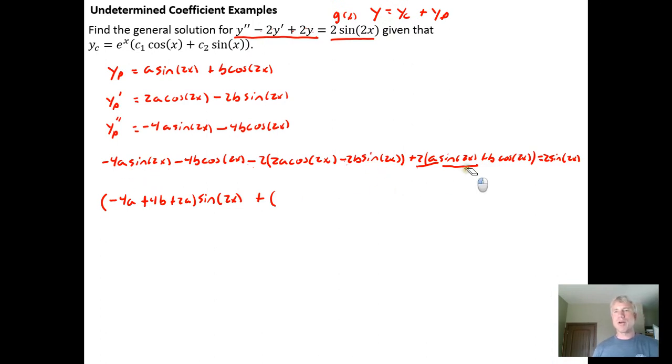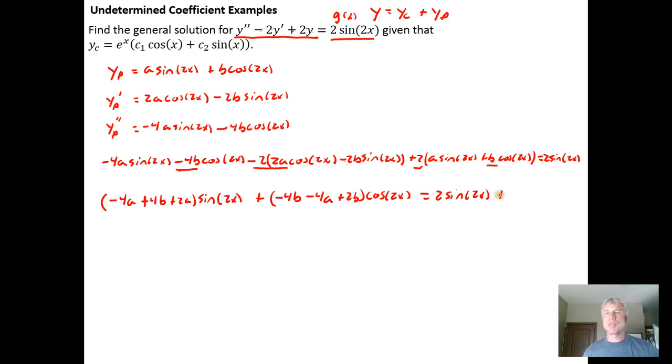Plus, now we're going to go through and group all of the cosine of 2x terms and then factor out their coefficients so that we get it in a factored form. So minus 4b from here, minus 4a from here, and then 2 times b from here, so plus 2b, and this is times the cosine of 2x, equals, it has to equal 2 times the sine of 2x, and we want to recognize it's really plus 0 times the cosine of 2x. There's no cosine of 2x term showing up.